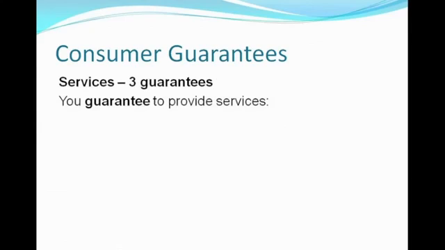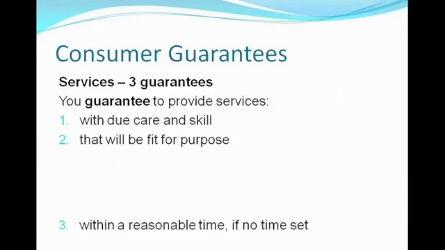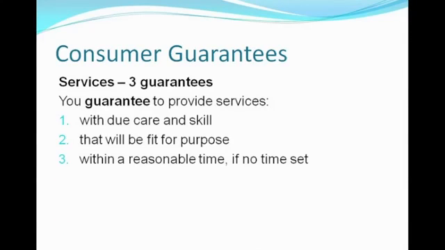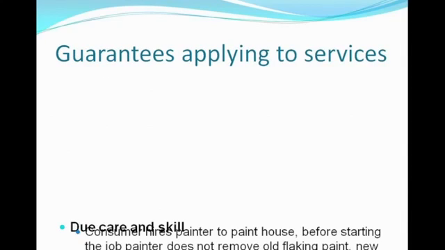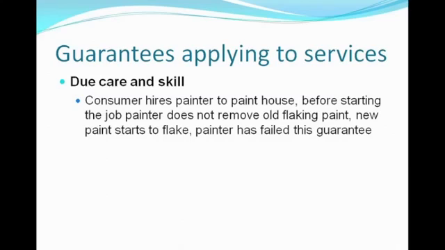So let's have a look at the consumer guarantees for services. Well, there are 3 guarantees: 9 for goods, 3 for services. And I'm in the service game, and so are you. So we guarantee to provide services with due care and skill that will be fit for the purpose and within a reasonable time if no time is set. So what does due care and skill mean? Well, if I hire someone to paint my house, before they start the job as a painter, they've got to remove the old flaking paint and prepare the surface so that when they paint, it's not going to flake off. That's an example of due care and skill.